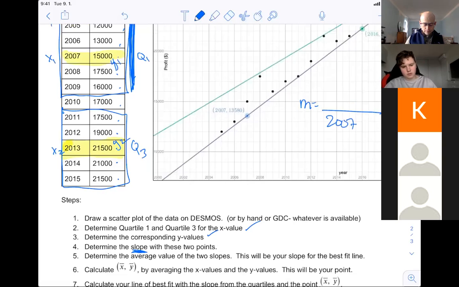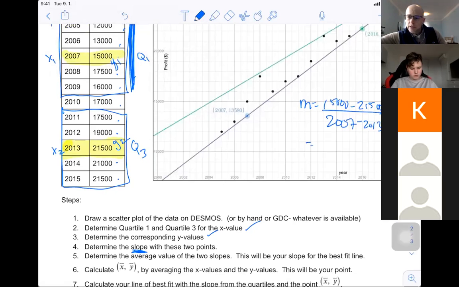And then for x2, minus 2013. Great. And what goes up top? Y1 is 15,000 and y2 minus 21,500. Super, nice. When we throw that into our calculator, what do we get?